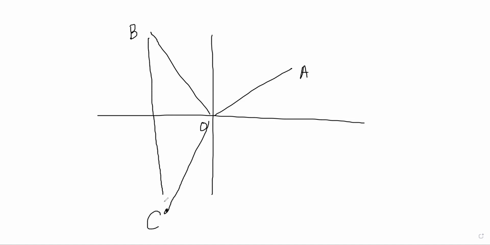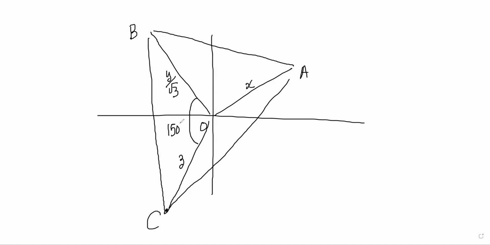There is OA, there is OB, and there is OC, and these are such that these distances are all equal. This is an equilateral triangle. OA was x, this was y by root 3, this was z. This angle was 150 degrees, this angle was 120 degrees, and this angle was 90 degrees, right?